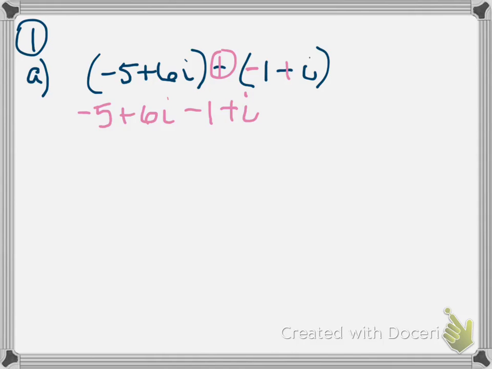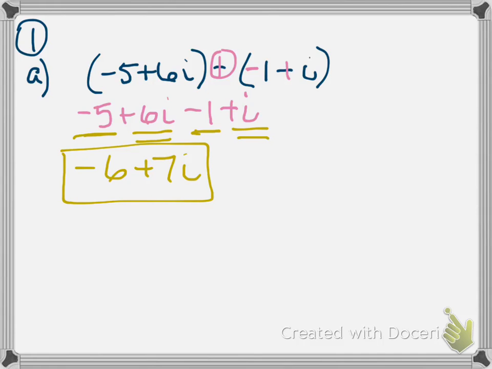And now I can combine the like terms. So negative 5 and negative 1 make negative 6. And 6i and 1i make 7i. So we should have negative 6 plus 7i.